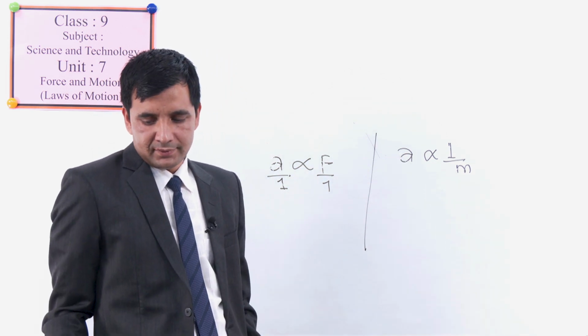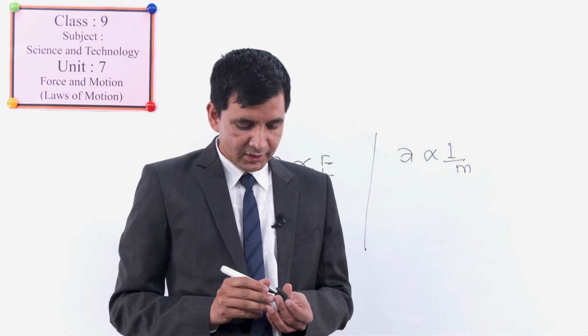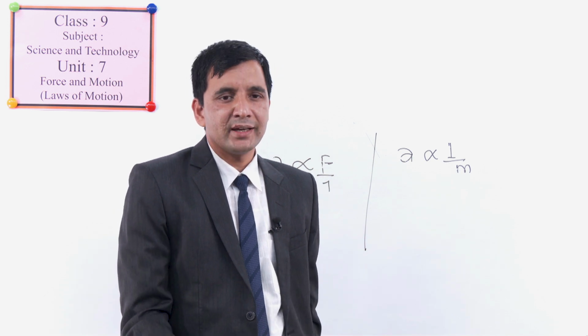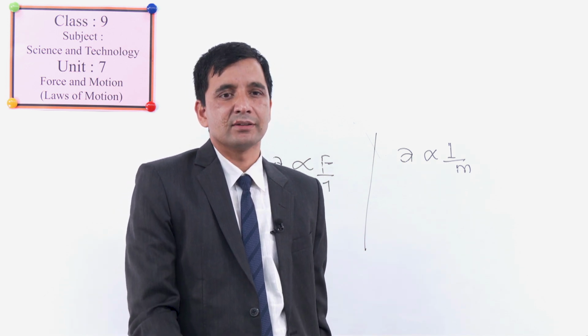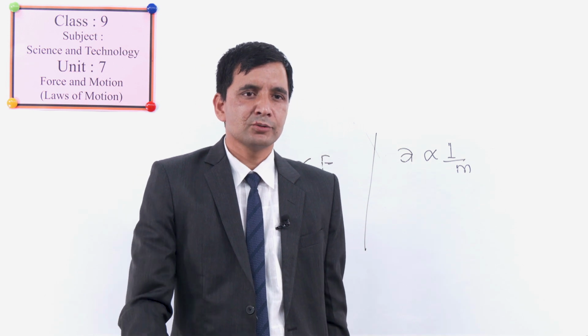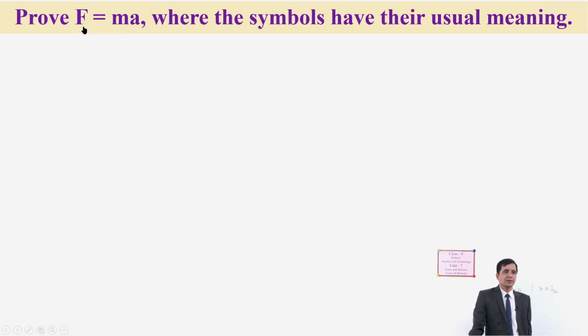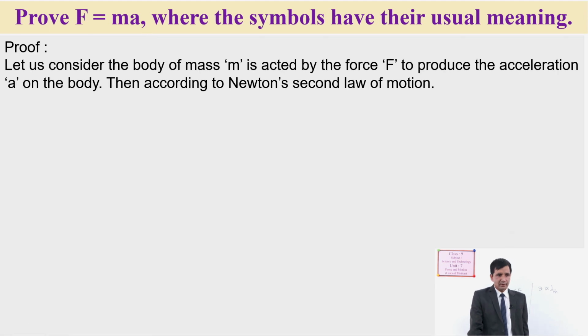Now, let us derive this Newton's second law of motion to get the mathematical relation F equals ma. Here is one question, my dear students. Look here, prove F equals ma. We should understand that F means force, m means mass, and a means acceleration. So, we are going to prove this relationship.